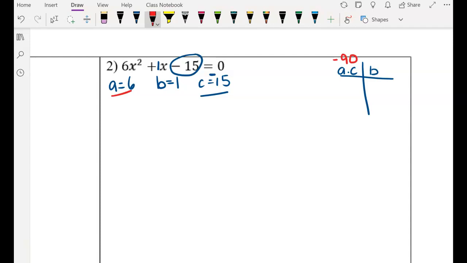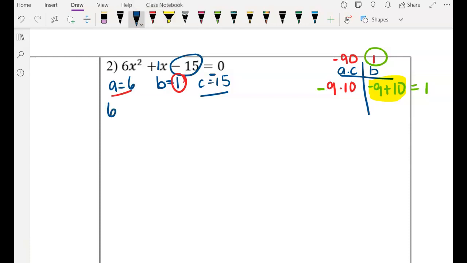We would like to find two numbers that multiply to -90 and add together to give us the B value, which is 1. So we know 9 times 10 is 90, but we need -90. And if we know that when we add, it equals 1, that means the bigger number has to be positive. So that means this is -9 times +10. So -9 plus 10, that is definitely 1. So we are golden. Those are the two numbers that we are going to use, okay?